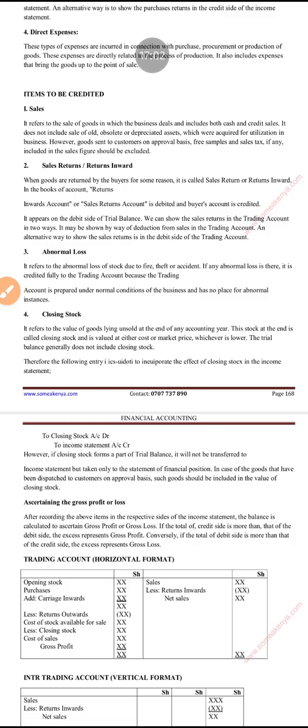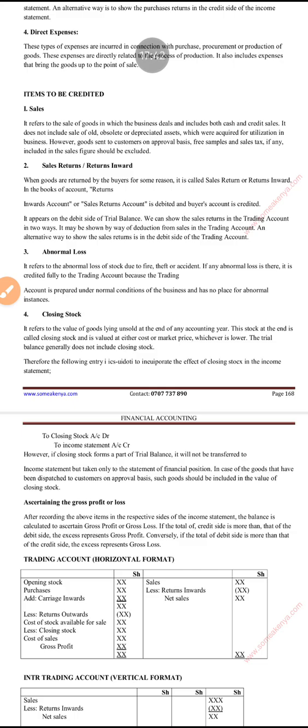The other one is the closing stock. Remember, when we want to compute the cost of sales, we start with opening stock, we add purchases, we add return inwards, we add carriage inwards, and we less closing stock. Why are we lessing closing stock? Because closing stock is not sold. It is still in our business premises. So when we are determining the cost of sales, closing stock remains unsold, and therefore we deduct it when determining the cost of sales.